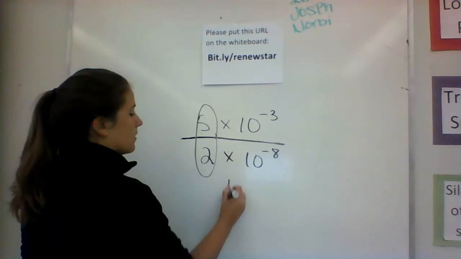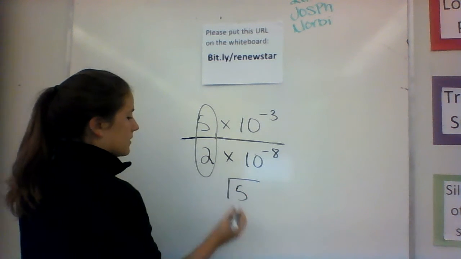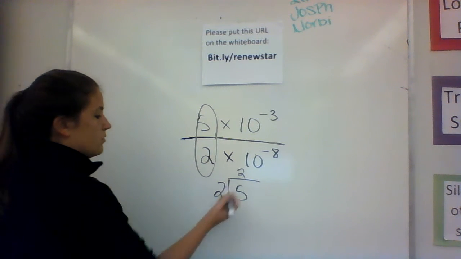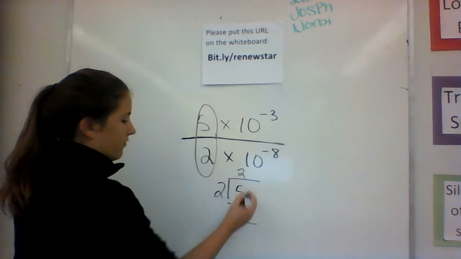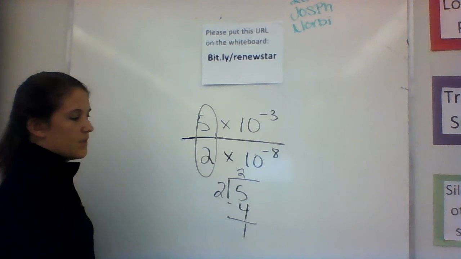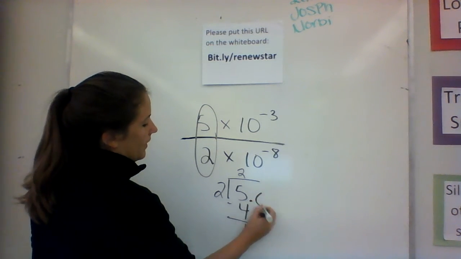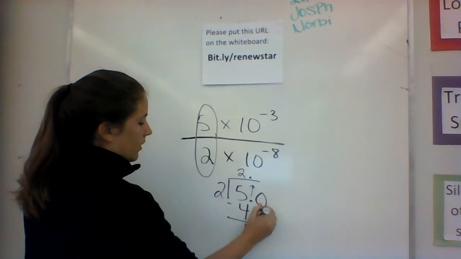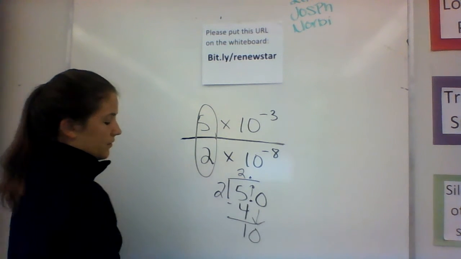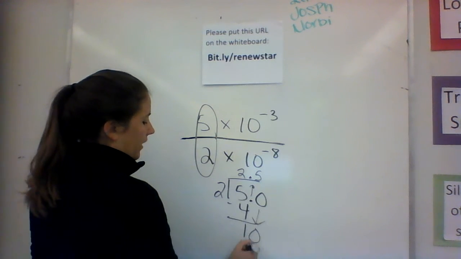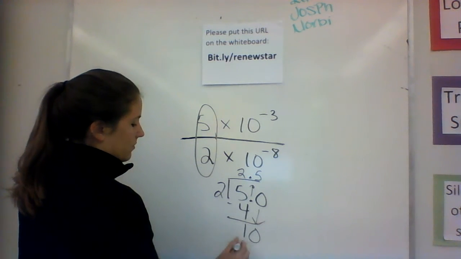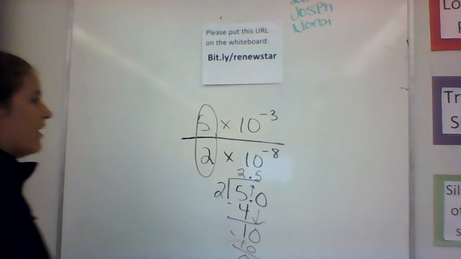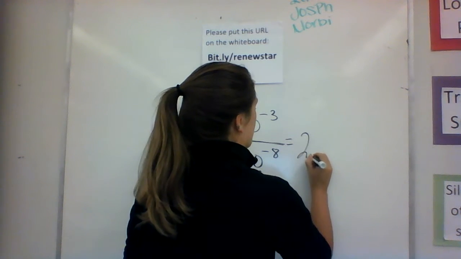I'll put top goes in, bottom goes out. 2 goes into 5 2 times. 2 times 2 is 4. 5 minus 4 is 1. I want this to be a decimal, so I'm going to add a decimal here and add a 0. Then I'll bring my decimal point straight up. Now I can bring down a 0. 2 goes into 10 5 times. 5 times 2 is 10. That gives me that nice 0. So I know that this simplifies to 2.5, or 2 and 5/10.